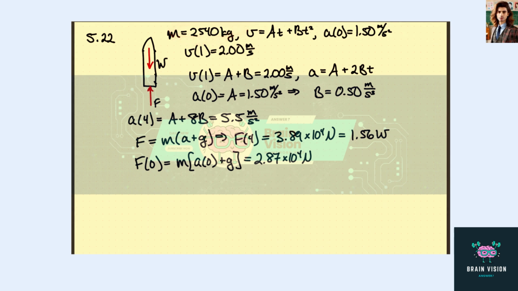We have a test rocket that weighs 2,540 kilograms. It has a velocity that's given by this expression here. When it starts at t equals 0, when the engines fire, we have an acceleration of 1.5 meters per second squared. And after 1 second, we have a velocity of 2 meters per second. Now, these two conditions here allow us to find these coefficients a and b. So velocity at 1 second tells us that a plus b has to be 2.